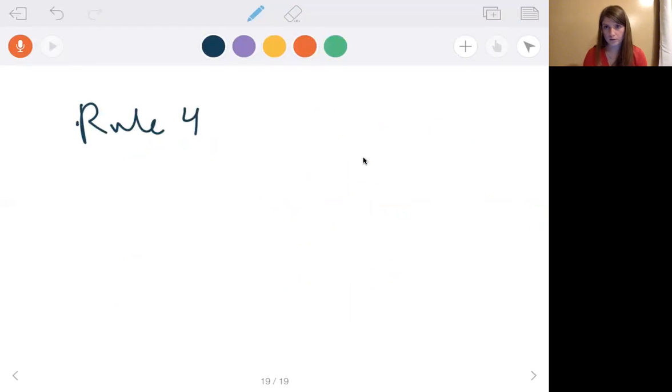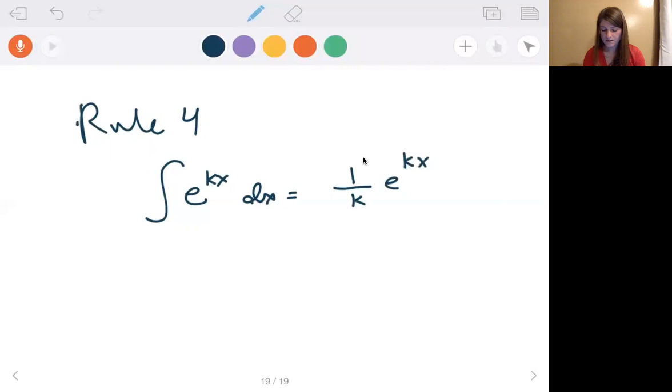At least 4 in our list. The exponential rule says e to the kx, where k is some constant. It could be positive, it could be negative, it could be rational. Technically, it could be irrational, but we're not really going to see many of those. It says you should do 1 over k times e to the kx plus c.